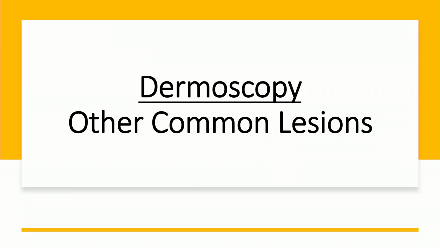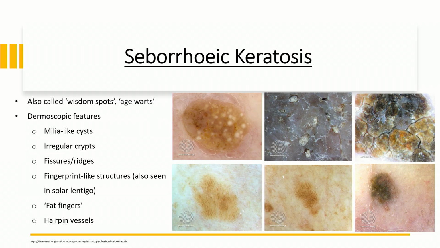So other common lesions, so we've talked about melanoma. When you see patients, I just want to talk about some other common lesions that you will see. The first one is seborrheic keratosis, especially if your patient is in the older age group. They're also called wisdom spots or age warts. Some of the most common features are milia-like cysts, so these are the white spots over there, or irregular crypts, fissures, ridges when it's become thick. And all of these things, so fingerprint-like structures, fat fingers, hairpin vessels, these are all seborrheic keratosis.